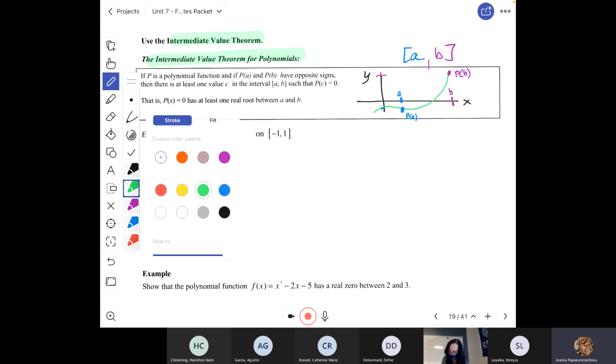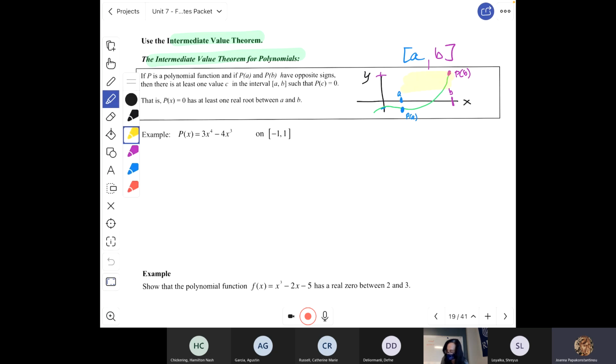It's saying that in that interval, there exists a point, which we will call C, in this interval, such that the polynomial evaluated at that value, C, equals 0. So it's just saying that if I have 2 points on the graph, one has a negative output, one has a positive output, there must be a root in between. That's all the intermediate value theorem tells you. Does that theorem make sense?